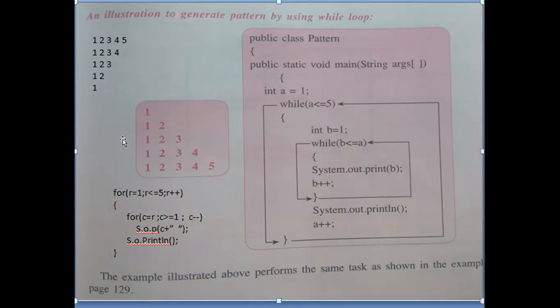See, in this pattern you observe it is an inverted triangle. It means as you go down, the base is decreasing. So we want it to decrease its base. So I start R from 5. If I go from 1 to 5, the loop will repeat 5 times, or if I come from 5 to 1, the loop also repeats 5 times.